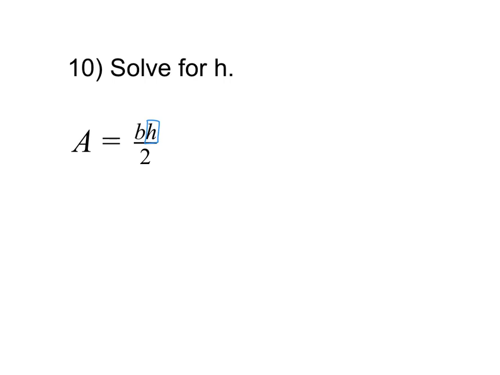So let's go over a similar problem just with numbers. Let's say I had the equation 12 equals 3h over 2. So for that problem, I would want to get rid of that 2 on the bottom first. So I would multiply both sides by 2. So then I'm left with 24 equals 3h.